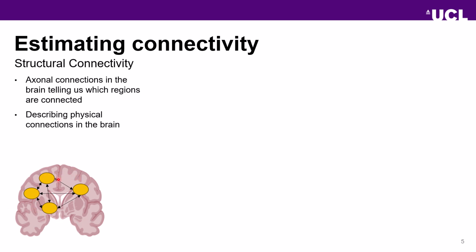So if we take this brain slice, I've picked 4 random regions of the brain and said that they're all fully connected, and this is our structural connectivity. This is our idea of how the brain is connected and what parts are talking to what other parts. And it's just describing physical connections.